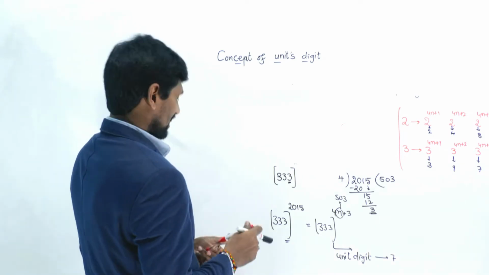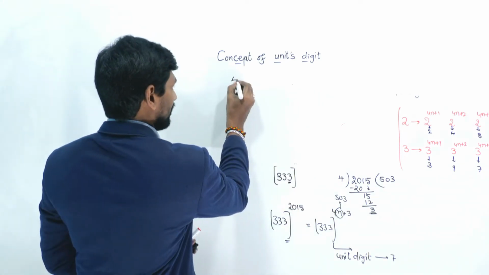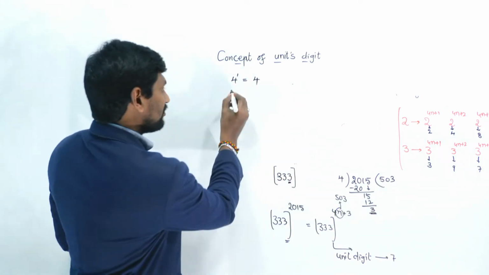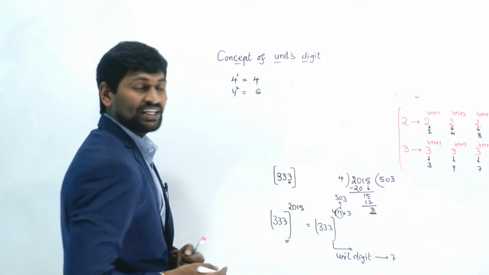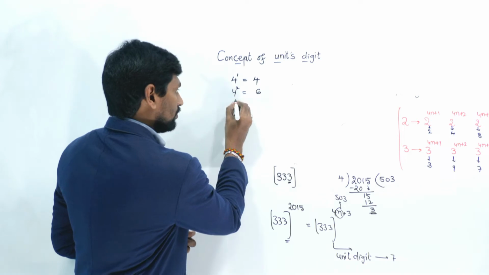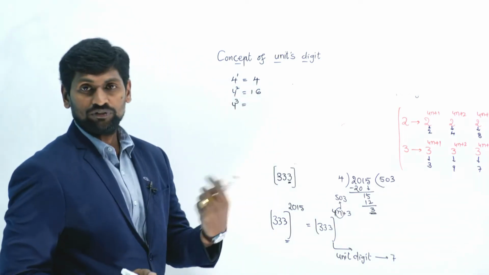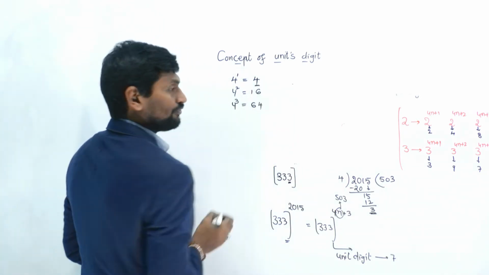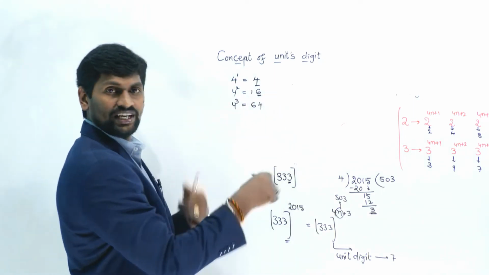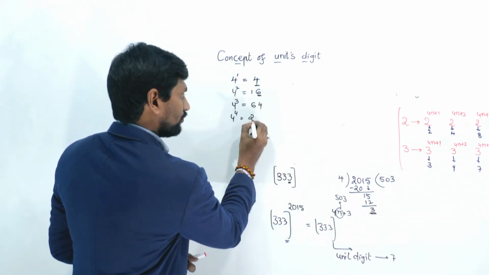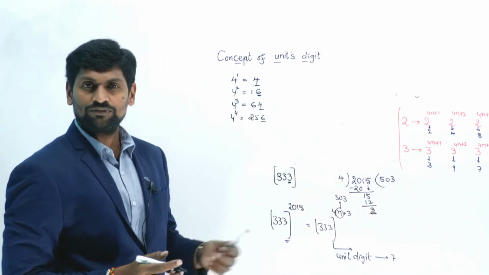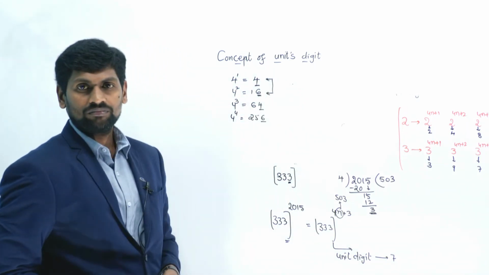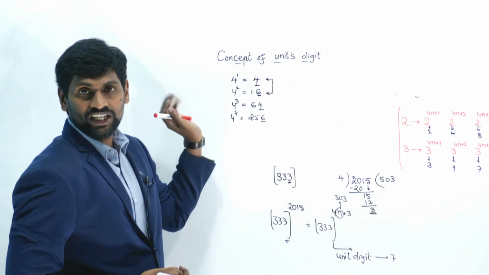So coming to the concept of 4. What is 4 power 1? 4 power 1 value is 4. Next 4 square, 4 into 4 is 16, so it ends with the digit 6. 4 cube, 4 into 4 into 4, 16 fours are 64. See here, the first one ends with the digit 4, the second one 6, again 4, again 6. That means 4 power 4 value is 256. 4, 6, 4, 6, 4, 6, repeating like that. That means it repeats for every 2 terms.